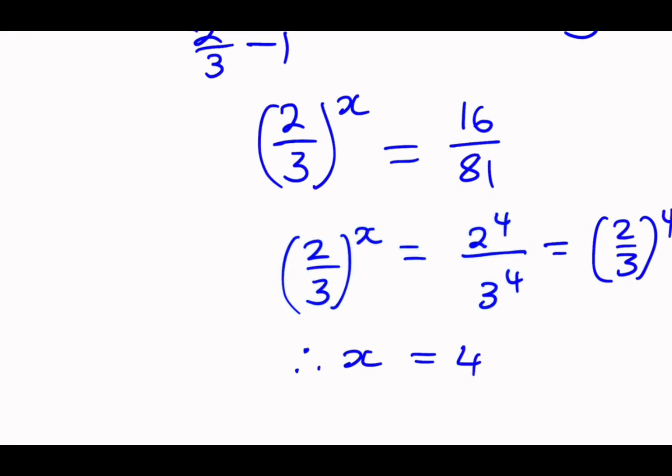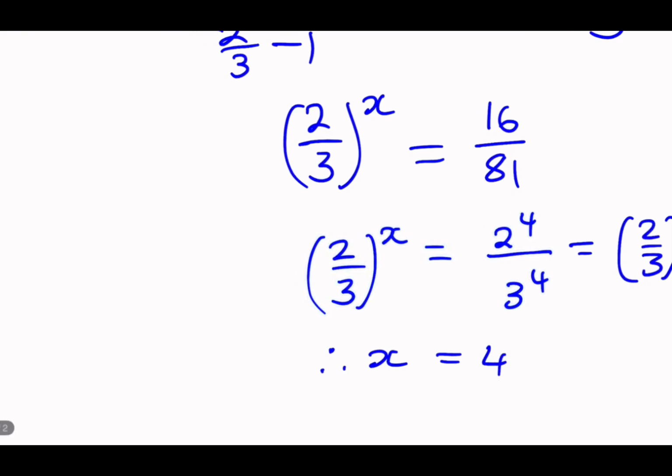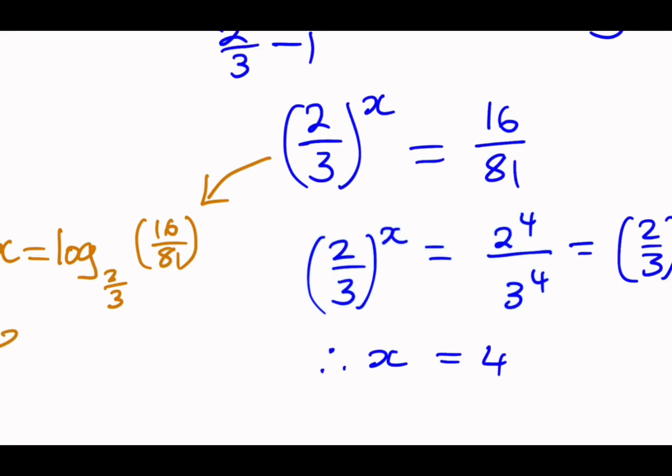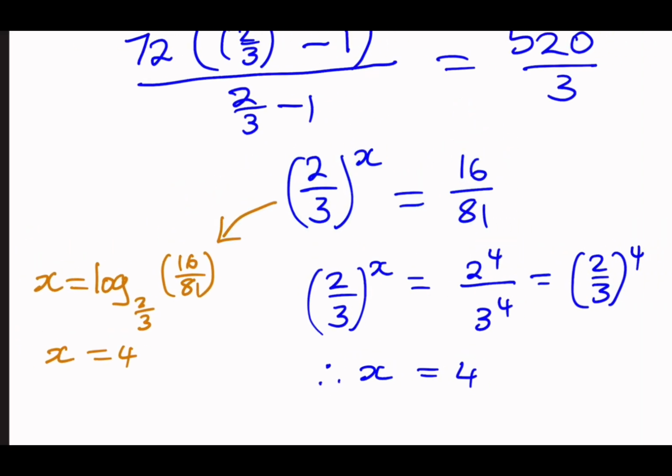Of course, one of the other ways you could have done this at this very step is you could have just said x is equal to log base 2 over 3 of 16 over 81, and that would have given you x being 4 as well. So you could have just used the log. If you didn't recognize it, you could do this, and that would have still been perfectly fine. So that's that question.